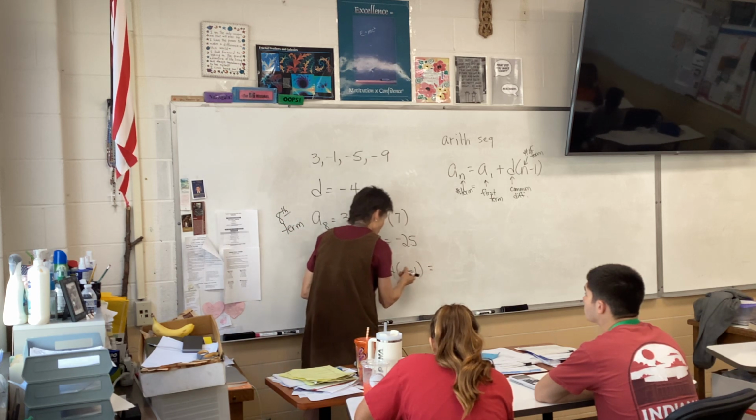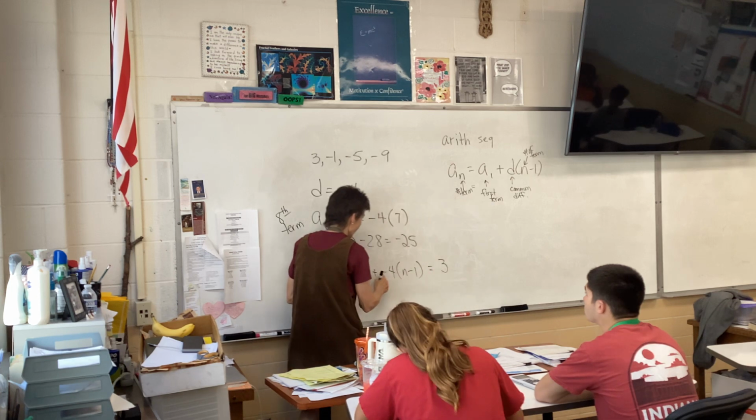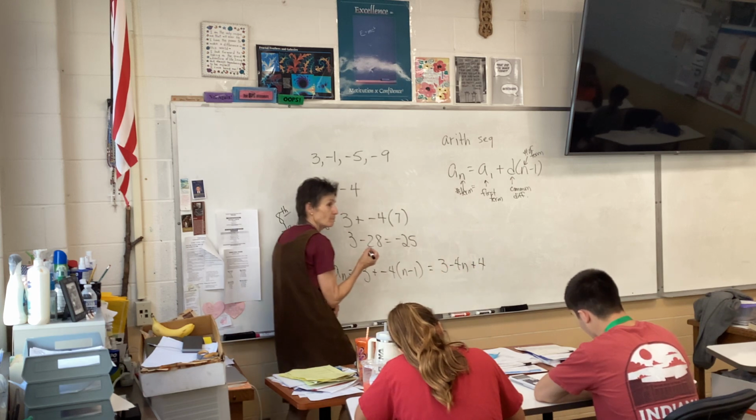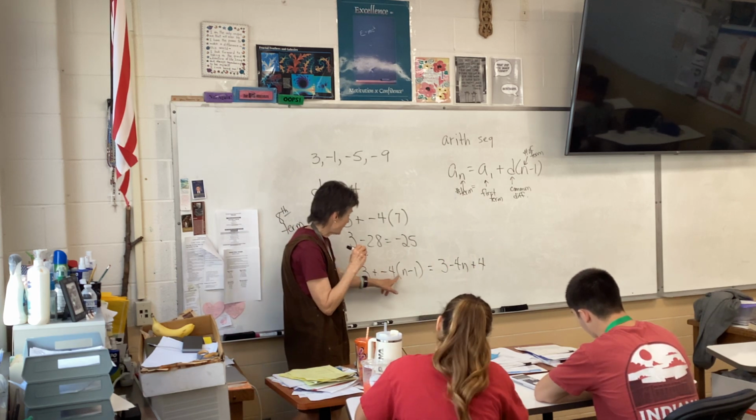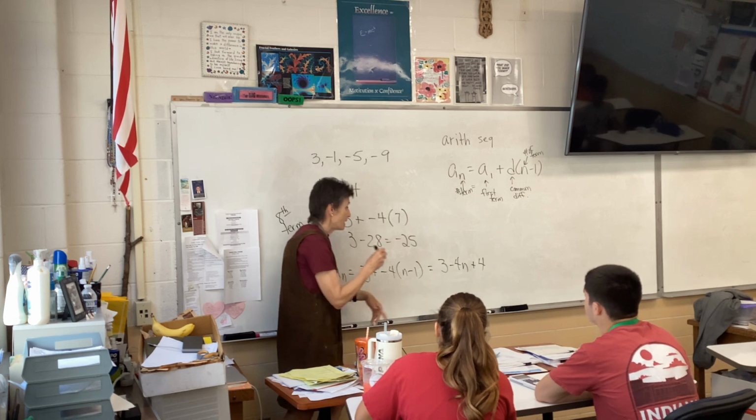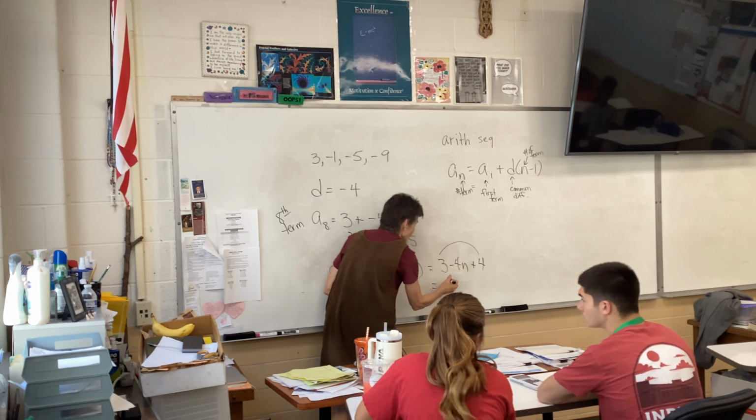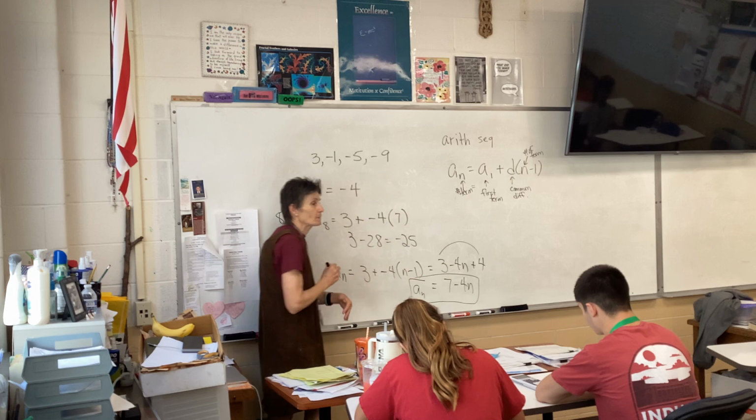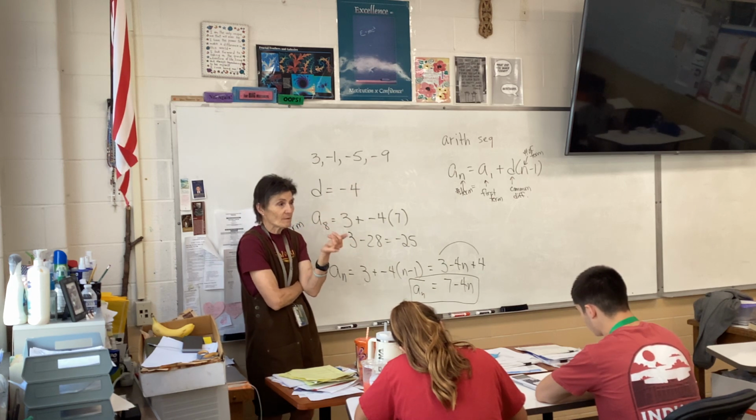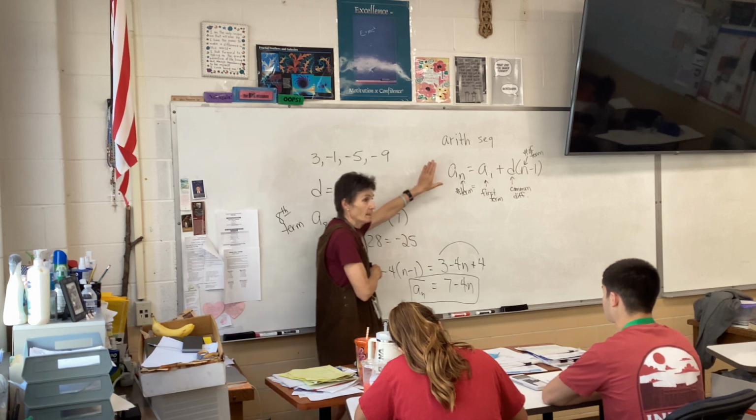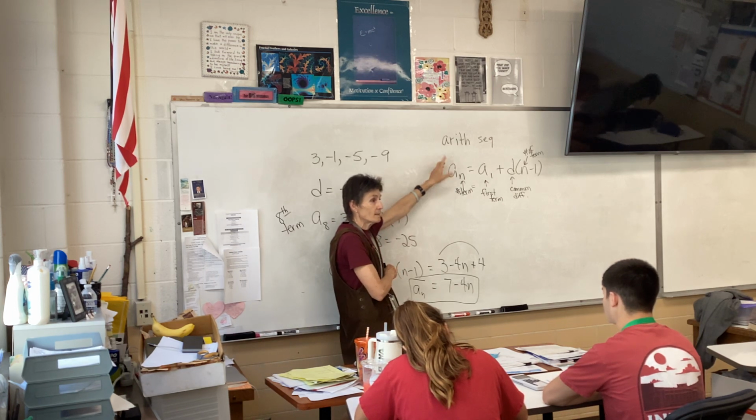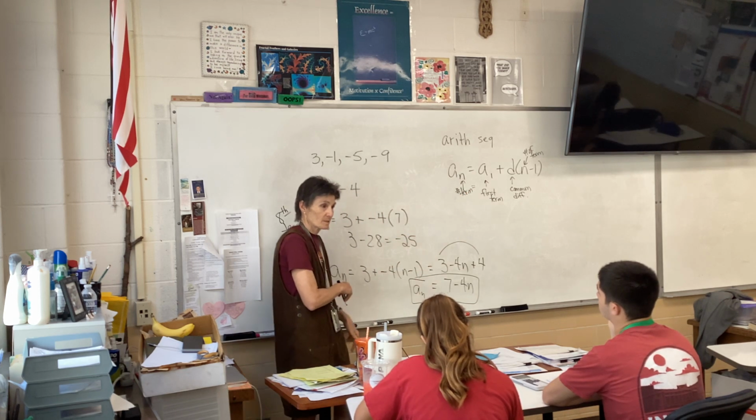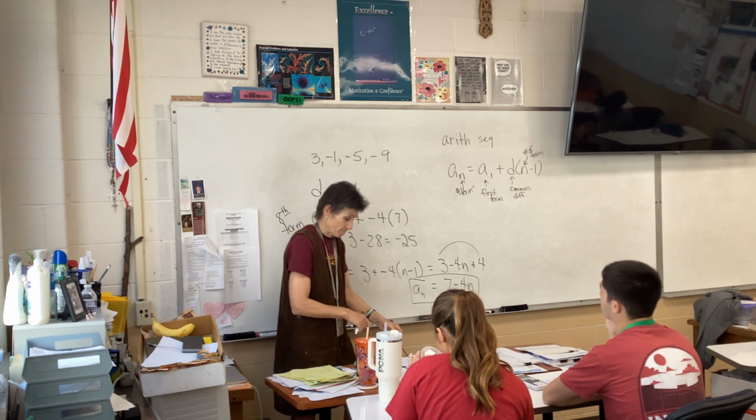And then do the distributive property. So this is going to be 3 minus 4n plus 4, -4n, +4. And then see these two, they can be added together. So 7 minus 4n. And there is your explicit rule. So how did we do that? How did we find an explicit rule? We took our formula and we plugged in the first term and the common difference. And then we just did the algebra. All right, let's try the next one.